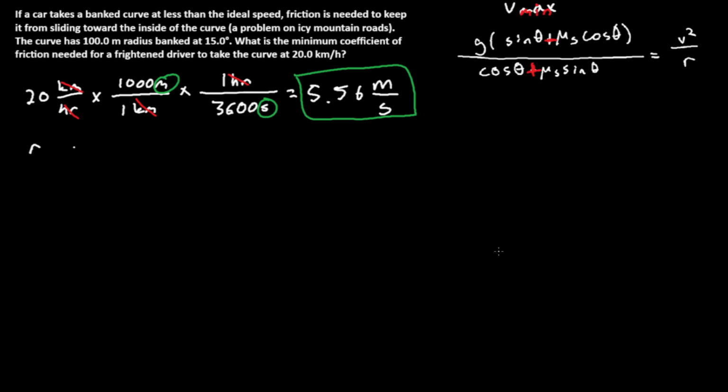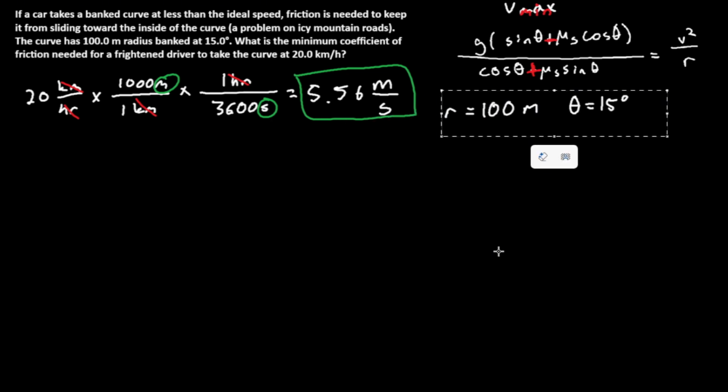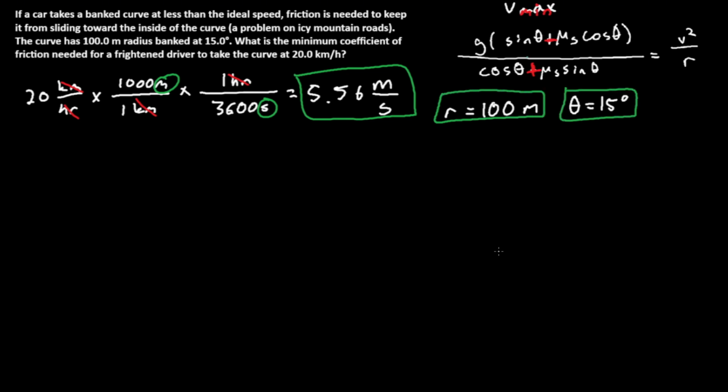we have our radius, which is 100 meters, and we have our angle, which is 15 degrees. So let's write down all this information here and then save it, because we now have to do a lot of algebra. Since we're solving for the minimum coefficient of friction, we need to isolate mu of s here. So maybe you could try it, a little algebraic challenge. Okay, so I'm assuming you've tried it. So I'm going to do it now.